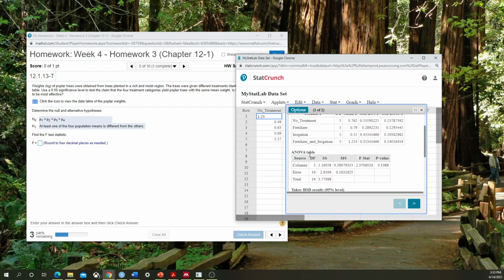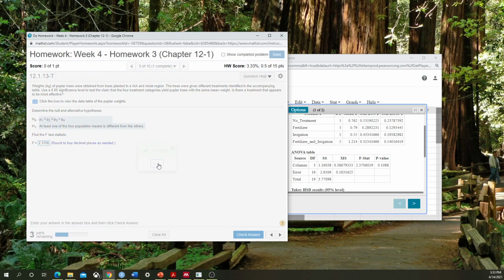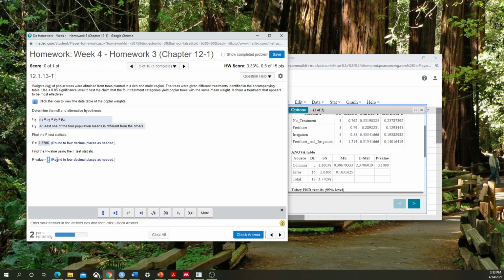Here's my ANOVA table. My F statistic is 2.37, round to 4 decimal places. Okay, I think it's just 2.3706. Hopefully I did that right. Okay. Find the p-value, round to 4 decimal places. I only have 4, so I'm going to go 0.1088.